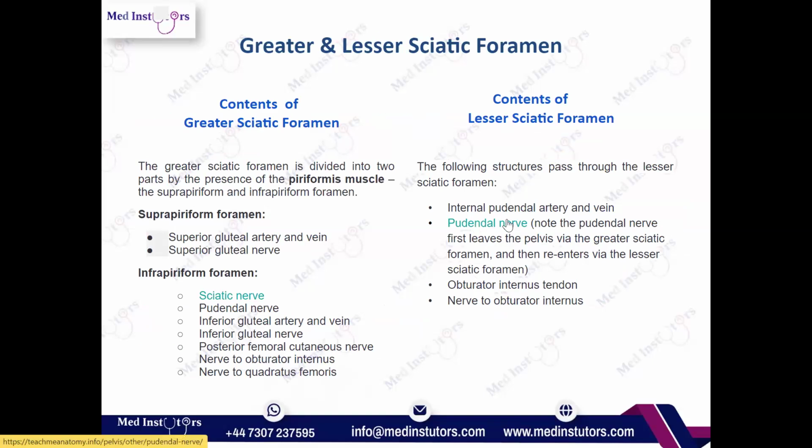Then on the other hand, we have the lesser sciatic foramen. We have the internal pudendal artery and vein, pudendal nerve, then obturator internus tendon, and nerve to obturator internus. So this was all about the piriformis muscle and the greater and lesser sciatic foramen.